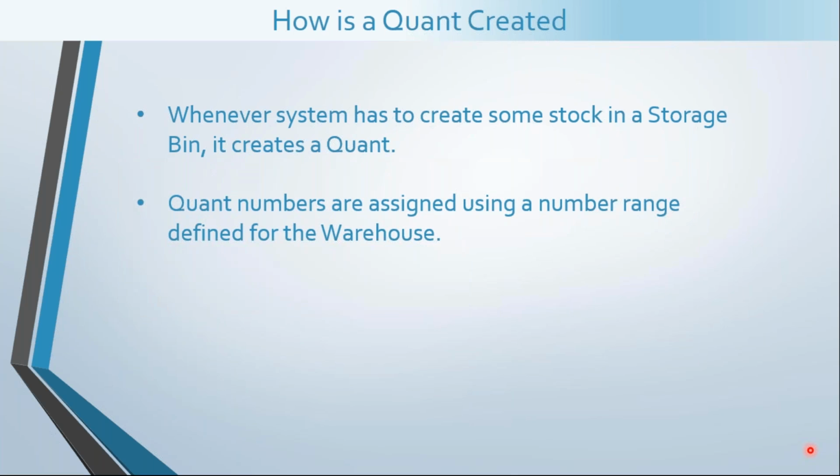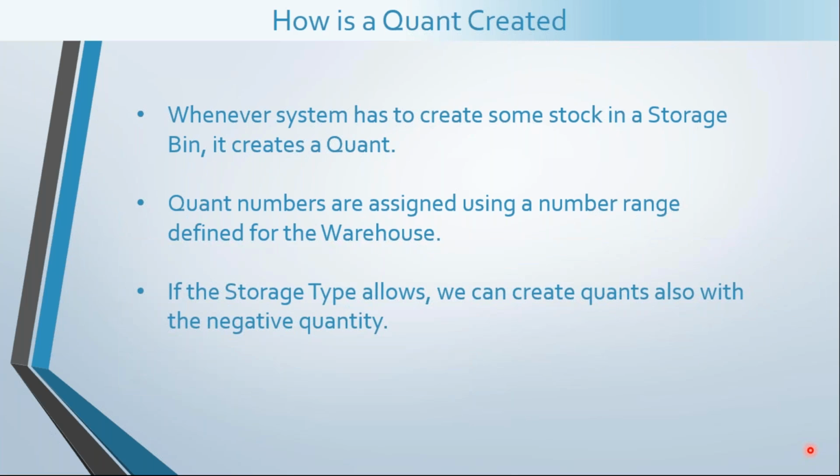Quant numbers are assigned using a number range defined for the warehouse. As we discussed in the previous slide, this is one of the objects for which we have to create the number range. Once it is defined, the system starts using it. So every quant would then have a successive number using this number range. If the storage type allows, we can create quants also with a negative quantity.